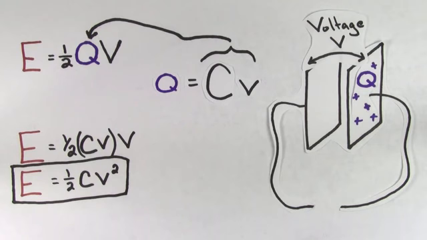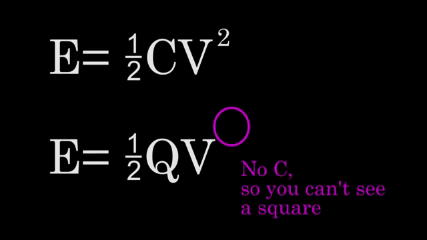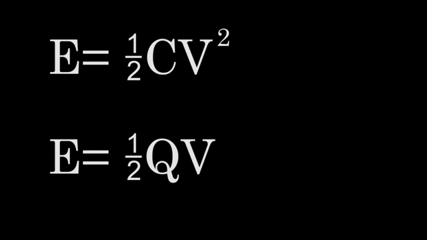But now we have a problem. In one of these formulas the V is squared, and in one of these formulas the V is not squared. I used to have trouble remembering which is which, but here's how I remember now. If you use the formula with the C in it, then you can see the V squared. And if you use the formula that doesn't have the C in it, then you can't see the V squared. So these are the two formulas for the energy stored in a capacitor.